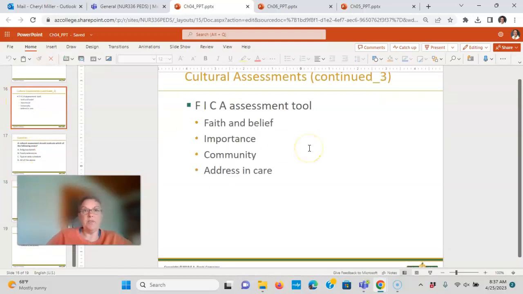The FICA assessment tool is about faith, belief, importance of that faith and belief, the community that is involved, and address in care. So that one you really want to ask, do you consider yourself to be spiritual? What gives your life meaning? What importance does spirituality have in your life? Are you part of a spiritual community? And then A would be, how would you like me as your healthcare provider to address your spiritual issues in your healthcare? So then they can tell us what we need to do.